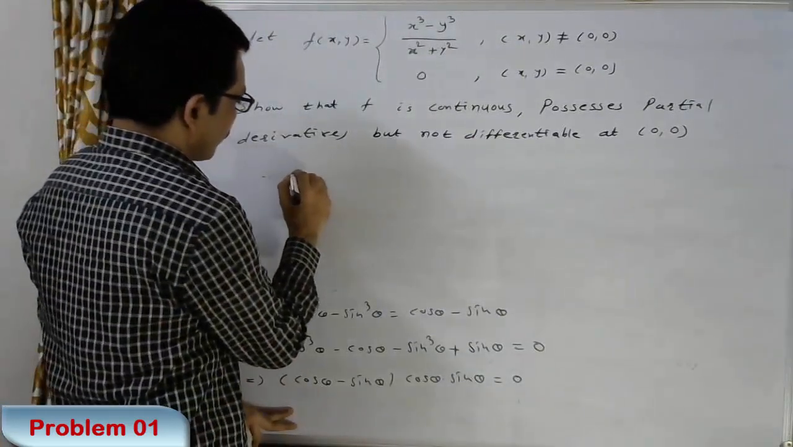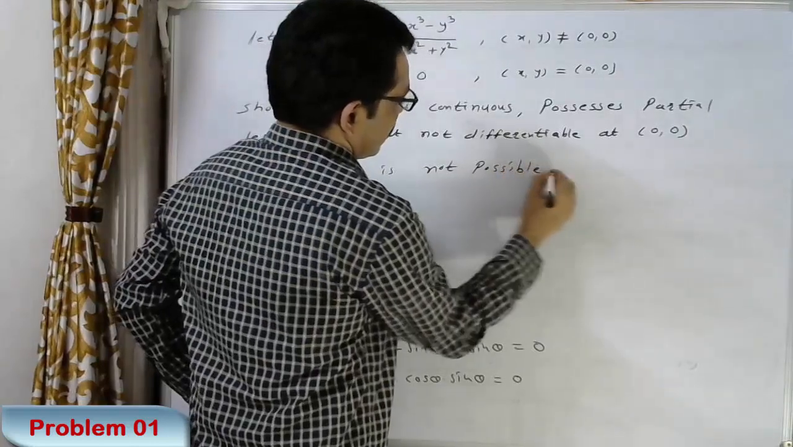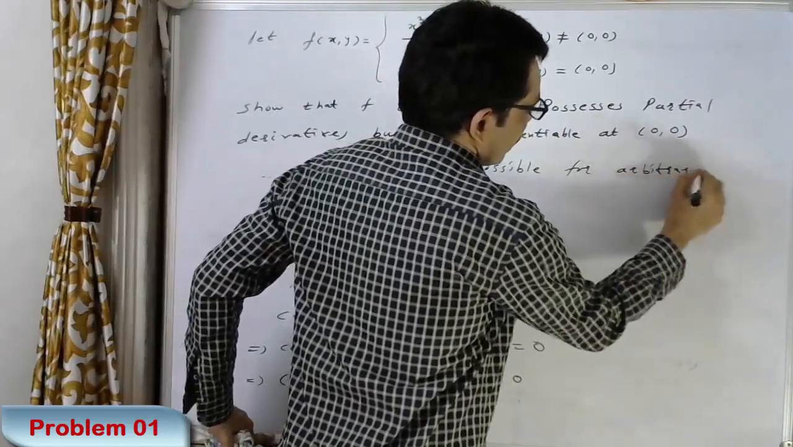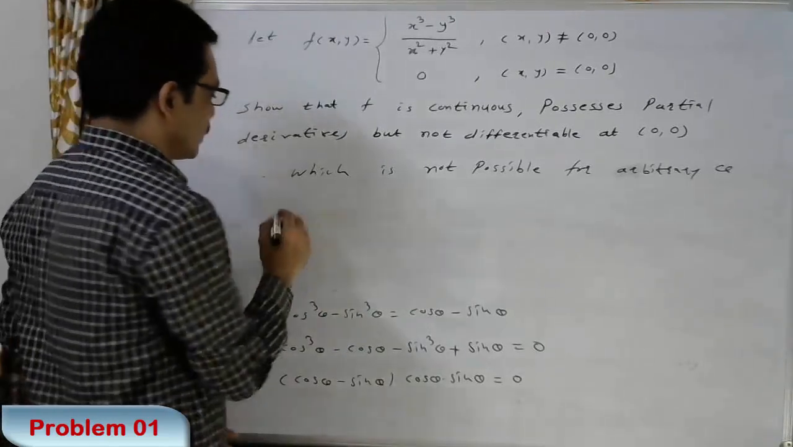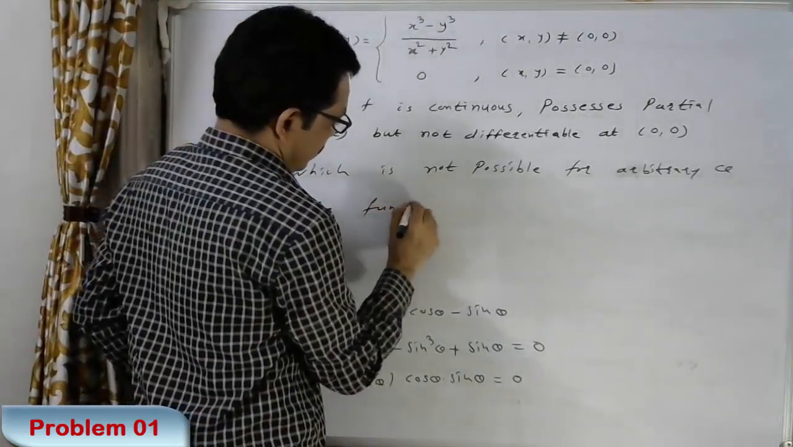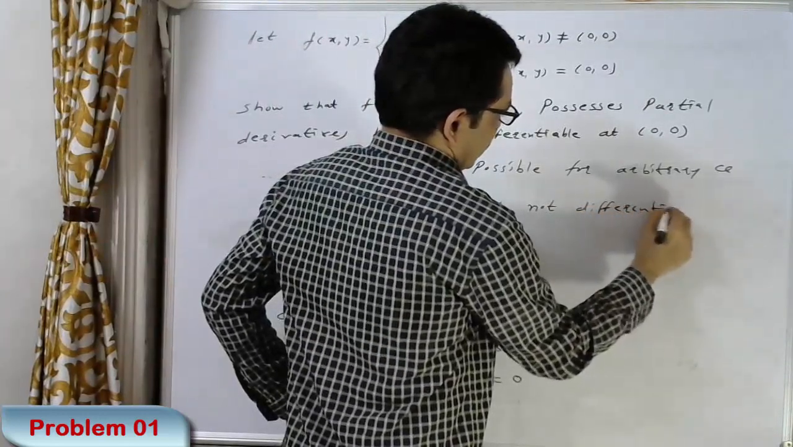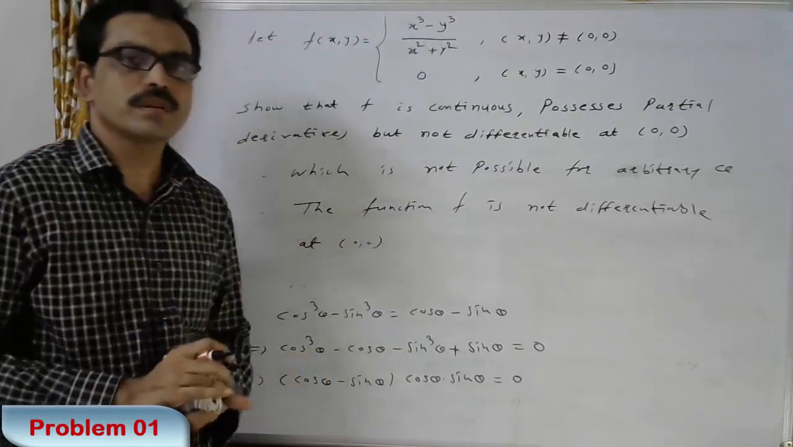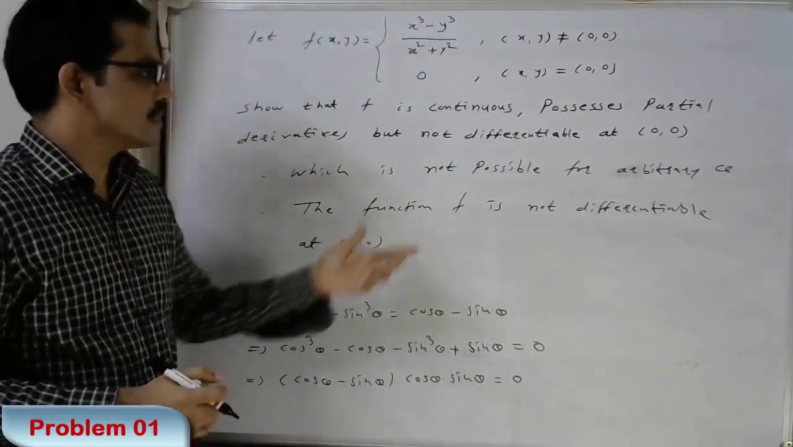Therefore, which is not possible for arbitrary theta, and therefore we say that the function f is not differentiable at the point (0,0). Okay, this is the solution of this problem.